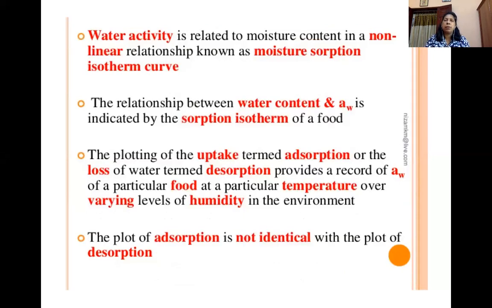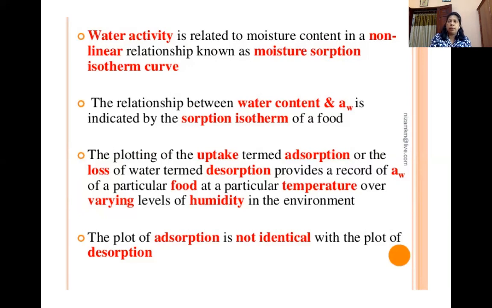Water is related to moisture content in a nonlinear relationship known as the moisture sorption isotherm curve. The relationship between water content and water activity is indicated by the sorption isotherm of a food. Then the plotting of the uptake, termed absorption, or the loss of water, termed desorption, provides a record of the water activity of a particular food at a particular temperature over varying levels of humidity in the environment.